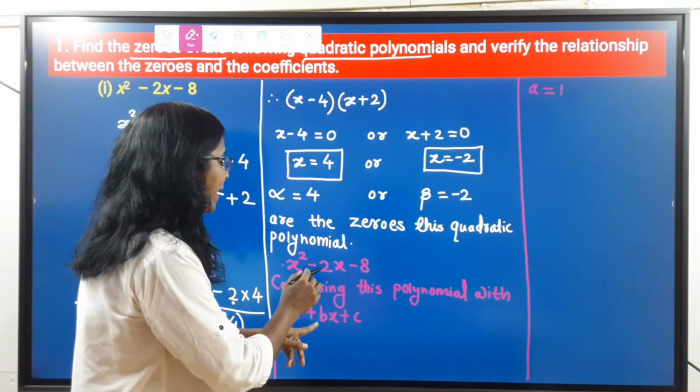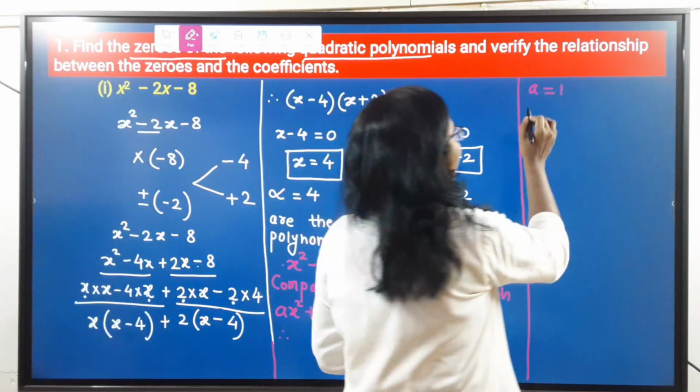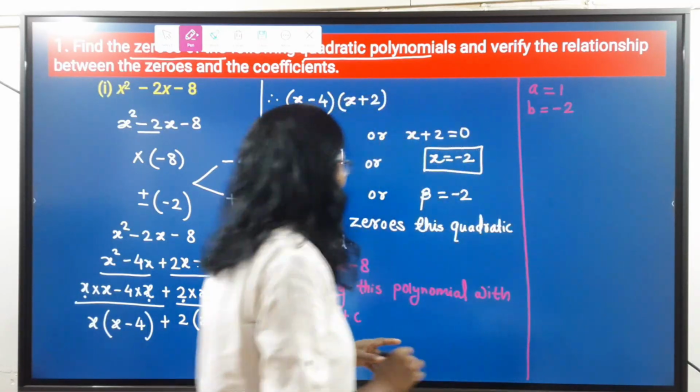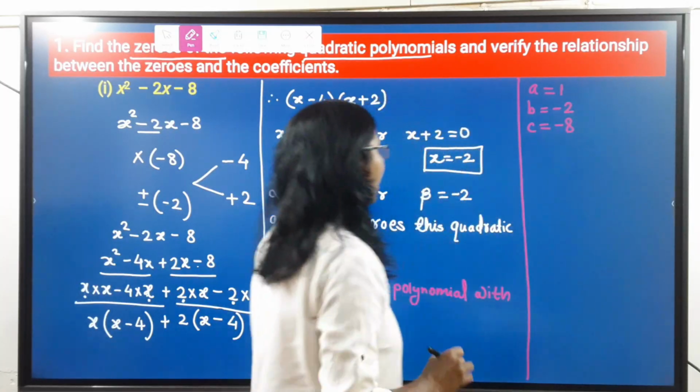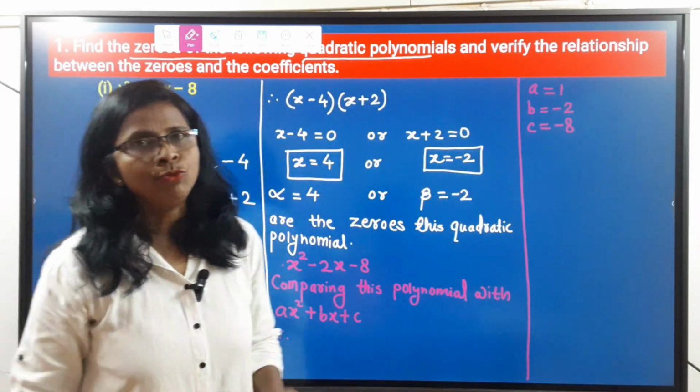Then at the place of b there is minus 2. So I write down b is equal to minus 2. And at the place of c there is a minus 8. So I write down c is equal to minus 8. Okay, so we have the three values a, b, c.